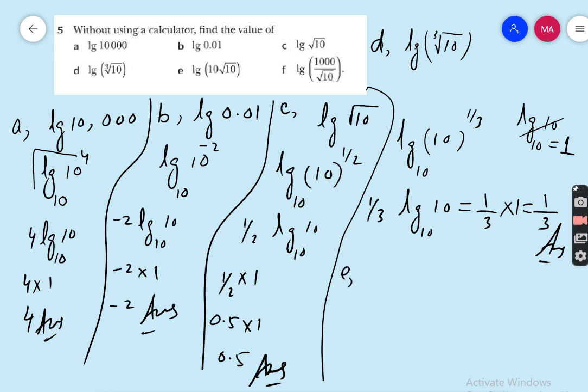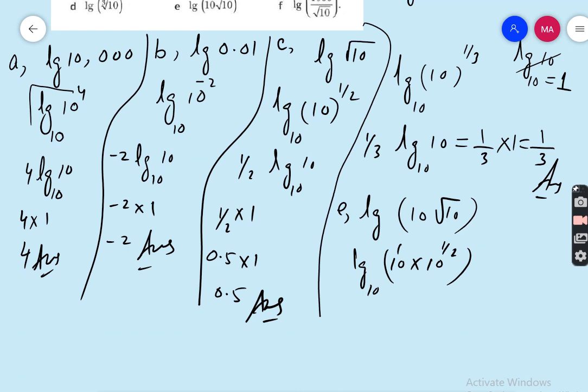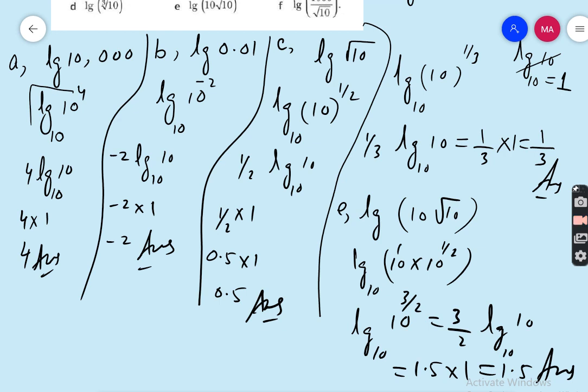Come to part E. Part E is log of 10 multiplied by root 10. Very easy. Log base 10, the power of this 10 is 1 and the power of this root is 1 upon 2. And you know, when bases are the same, the powers are added. So log 10, 1 upon 2 plus 1 is 3 upon 2. 3 upon 2 can be written before the log 10 10. 3 upon 2 is 1.5, you know. Log 10 10 is 1. So 1.5 into 1 is 1.5. This is our final answer.